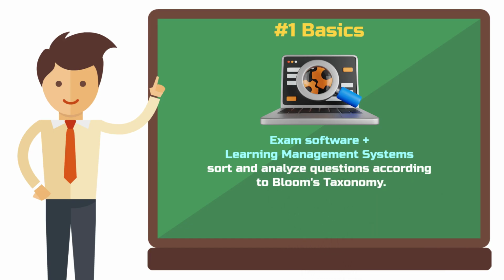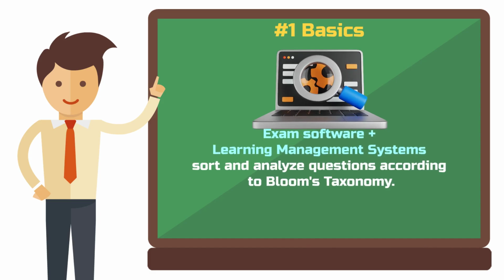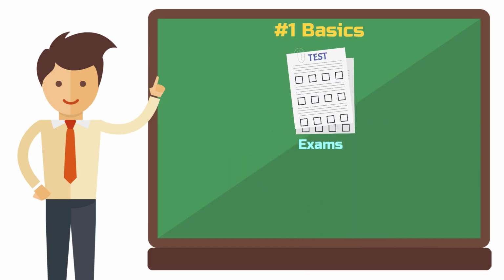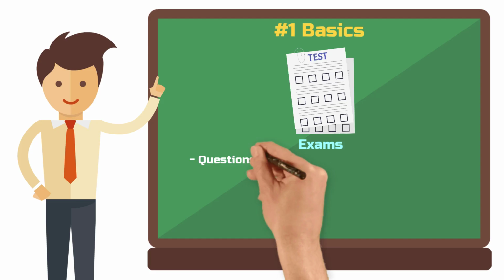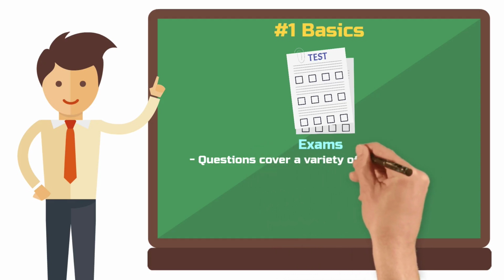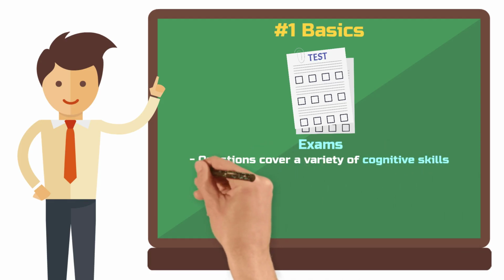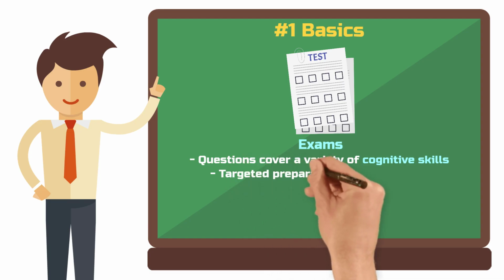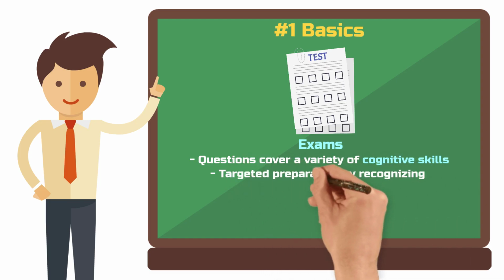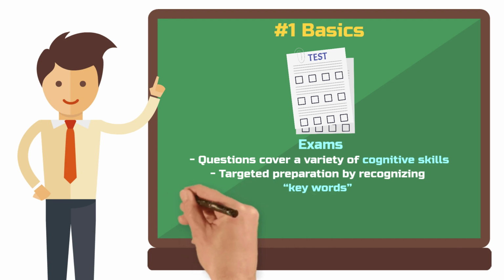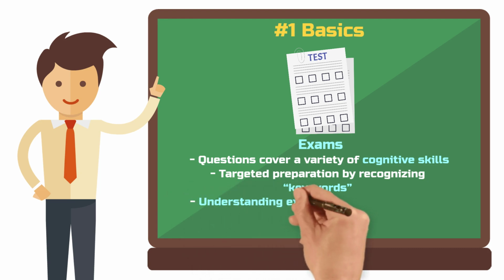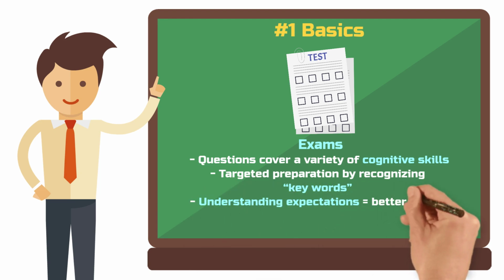Great, but why should this matter to you? Well, in many university exams, questions are designed to cover a wide range of cognitive skills, as described in the taxonomy. By understanding these different levels, you can better prepare for the various types of questions you'll face in your exams. You'll know exactly what's expected to score full points when you see a particular keyword in the question.